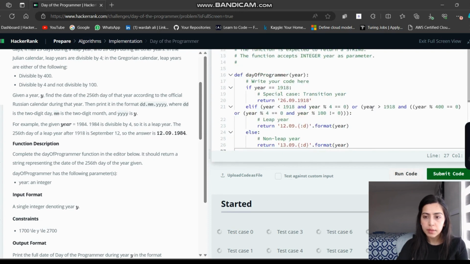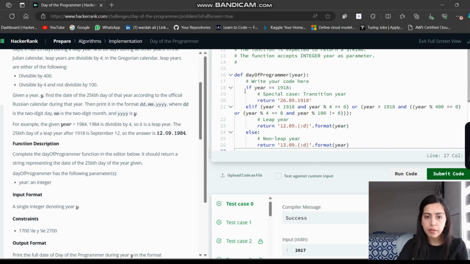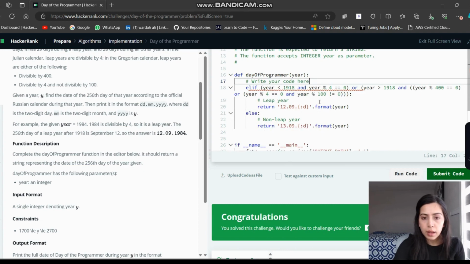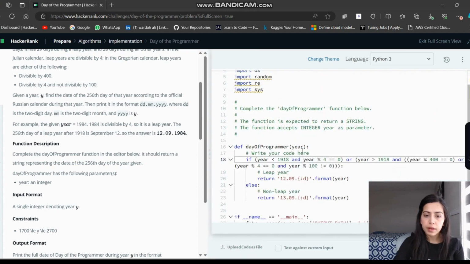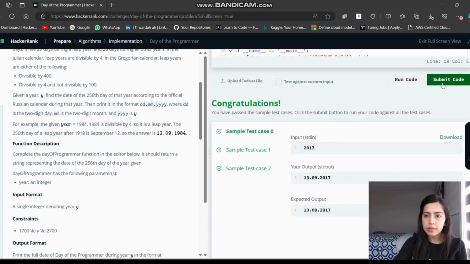This is working as well. Also, I figured that in these test cases they haven't given the year 1918, so we can just remove this part as well, and I can just run it like this. So let's run it again, or actually submit it.